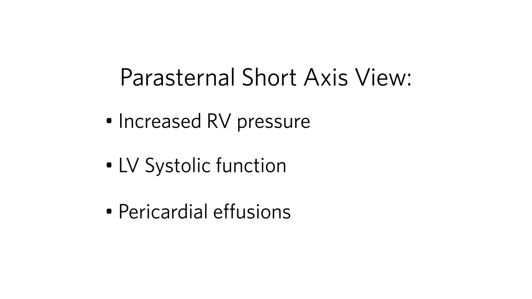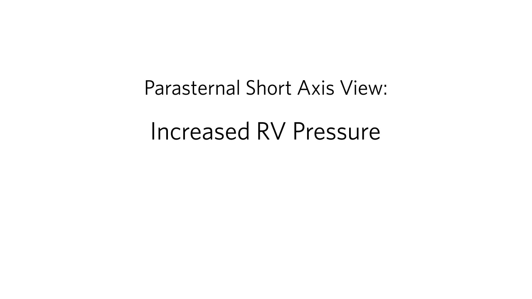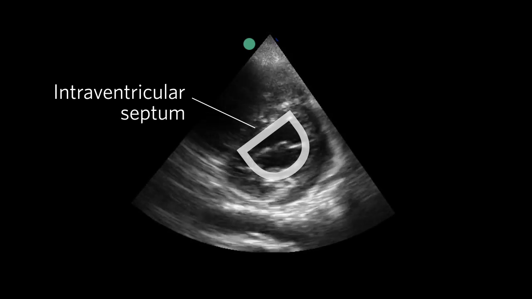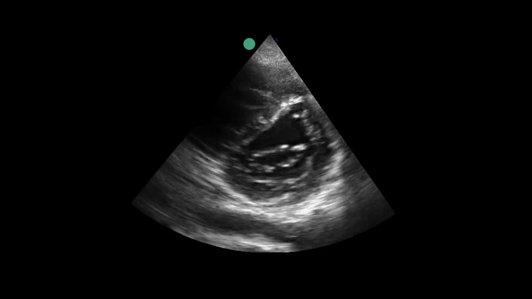Normally, the LV is circular. Increased RV pressure will cause flattening of the interventricular septum, and the LV cavity takes on a characteristic D shape.